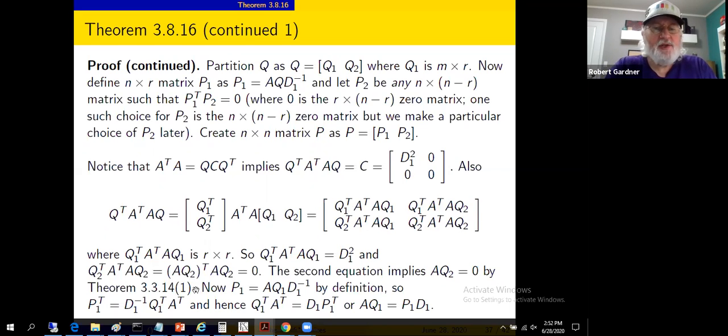Looking at this second equation, we've got a matrix on the right times its transpose on the left equal to 0. That implies that matrix on the right is 0. Theorem 3.3.14 part 1, let's look it up. So we've got a matrix times its transpose. Matrix on the left, transpose, sorry, matrix on the right, transpose on the left.